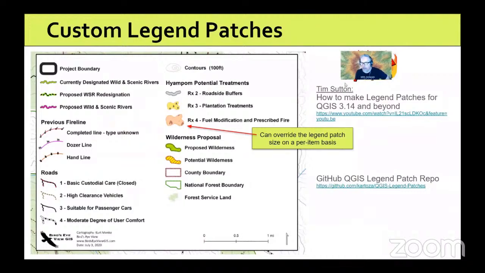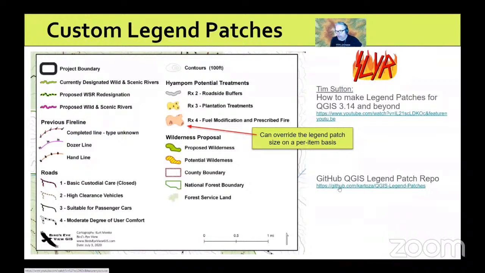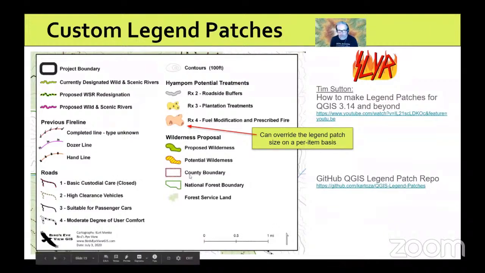And there's some support that comes with this. So Tim Sutton has put up a nice YouTube video on how to make your own custom legend patch shapes. And there's also now a GitHub QGIS legend patch repo that several people have contributed to, where you can download patches, and a lot of these came from that repo.